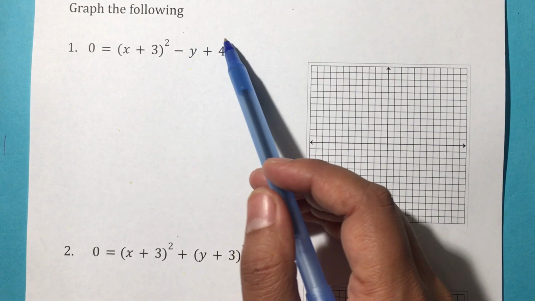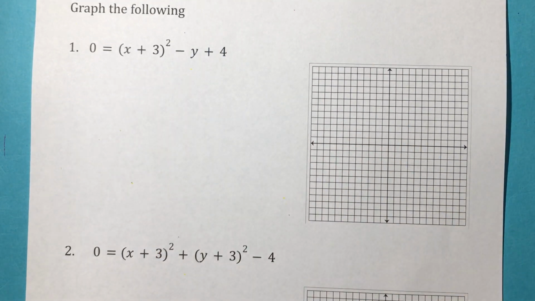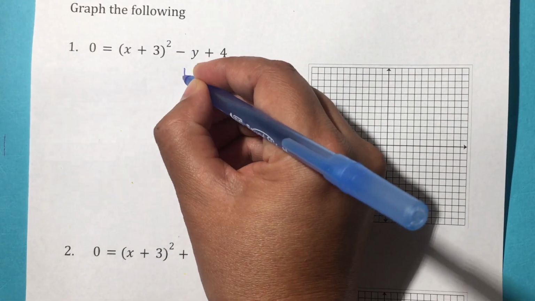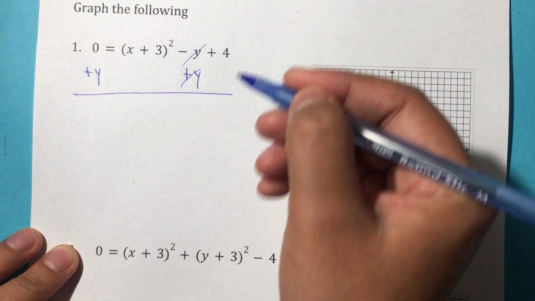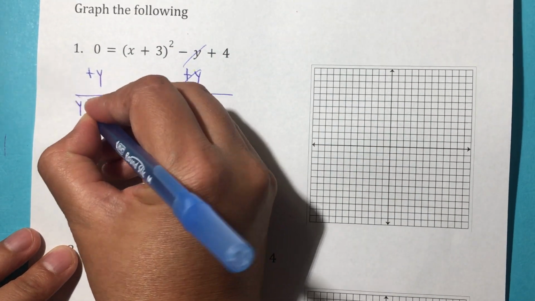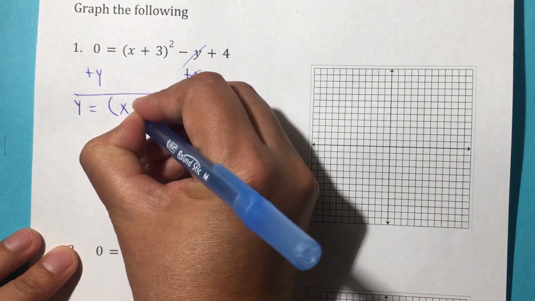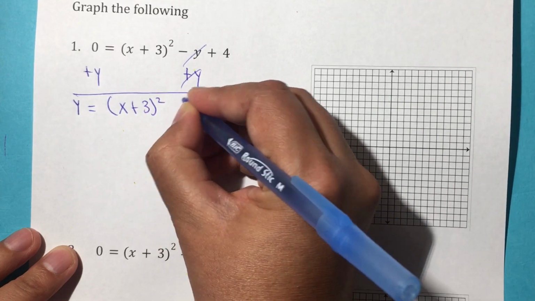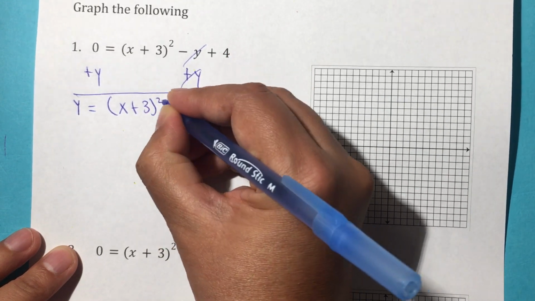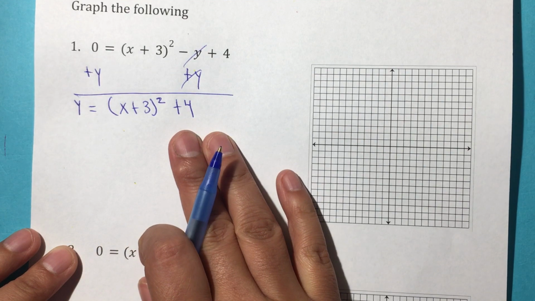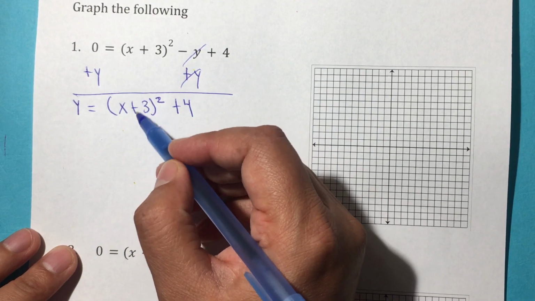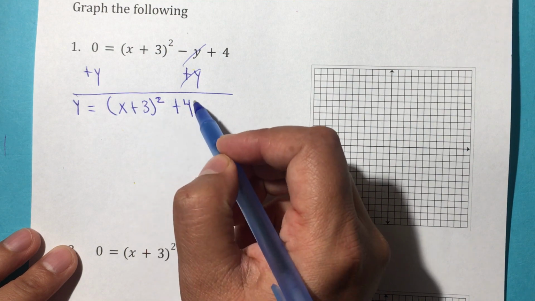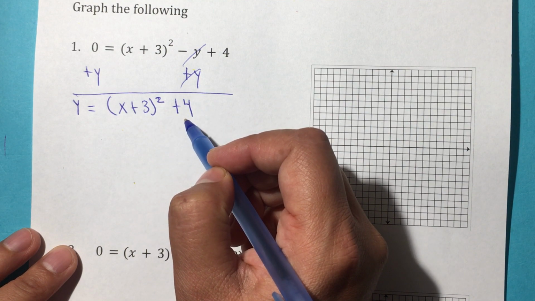Okay, it says graph the following. As you can see, this is not in any kind of those forms. So what you want to do first is to add y to both sides. This cancels and you get y is equal to (x plus 3) squared plus 4. And now when it's in this form, then you have the opposite of the x value, and the y value for the vertex.